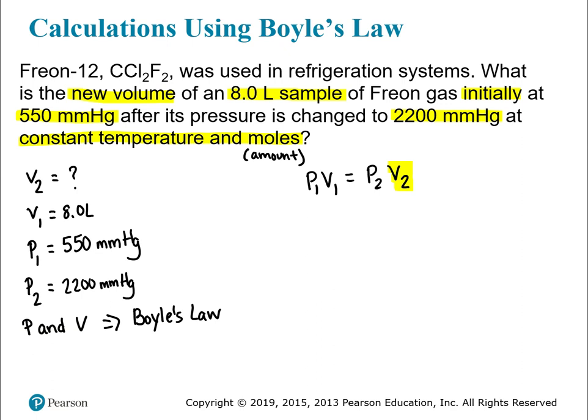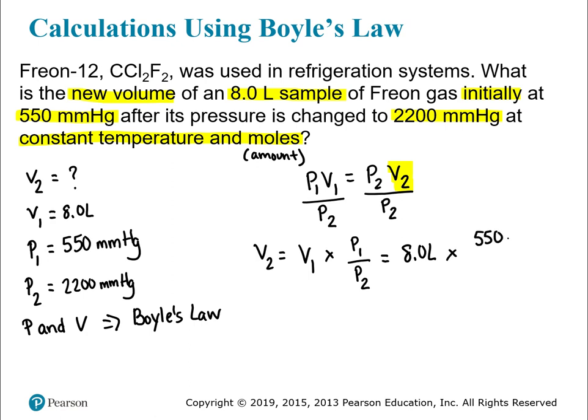We do a little bit of algebra to rearrange the equation. Divide both sides by P2. Now, I like to group together the pressures and the volumes and the temperatures when I rearrange gas law problems. This makes the unit cancellation work out a lot easier, and it's just visually easier to digest. Now that we've rearranged our variables, we have to fill in the information that we know from the problem. V1 is 8 liters. P1 is 550 millimeters of mercury. P2 is 2200 millimeters of mercury.